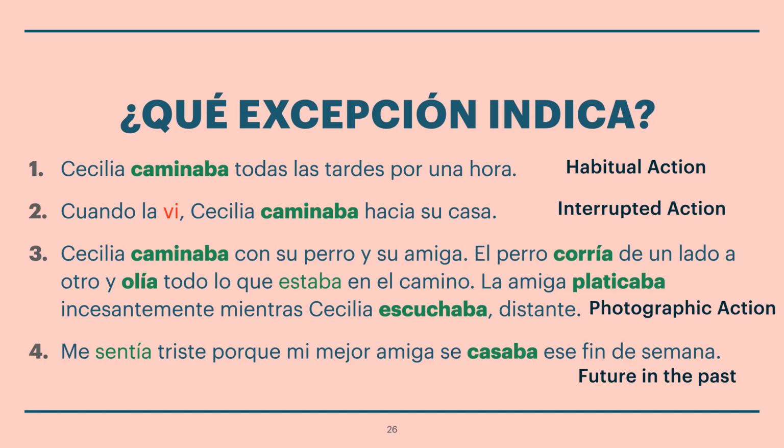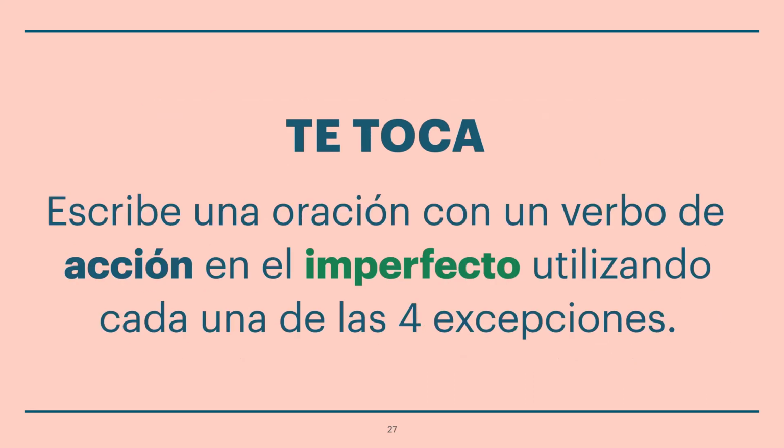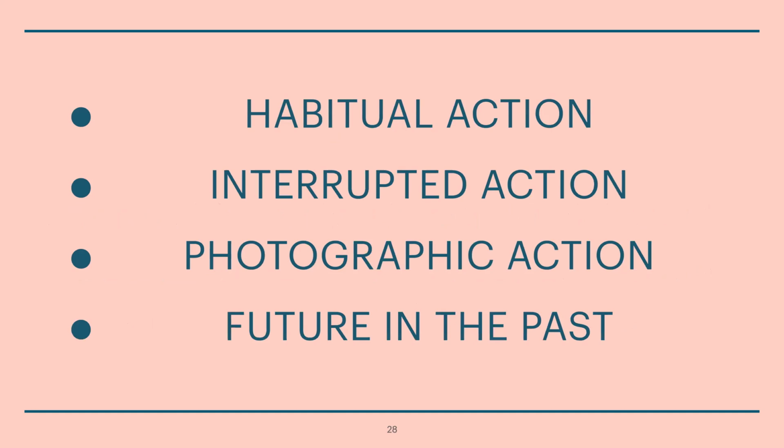If you didn't get those right, then go back, pause, rewind, read through that again, and come back and look at these examples again. Ok, ahora te toca. Escribe una oración con un verbo de acción en el imperfecto utilizando cada una de estas 4 excepciones. Ok, aquí están las excepciones. Hagan pausa, escriban sus oraciones y luego reempiecen el video.